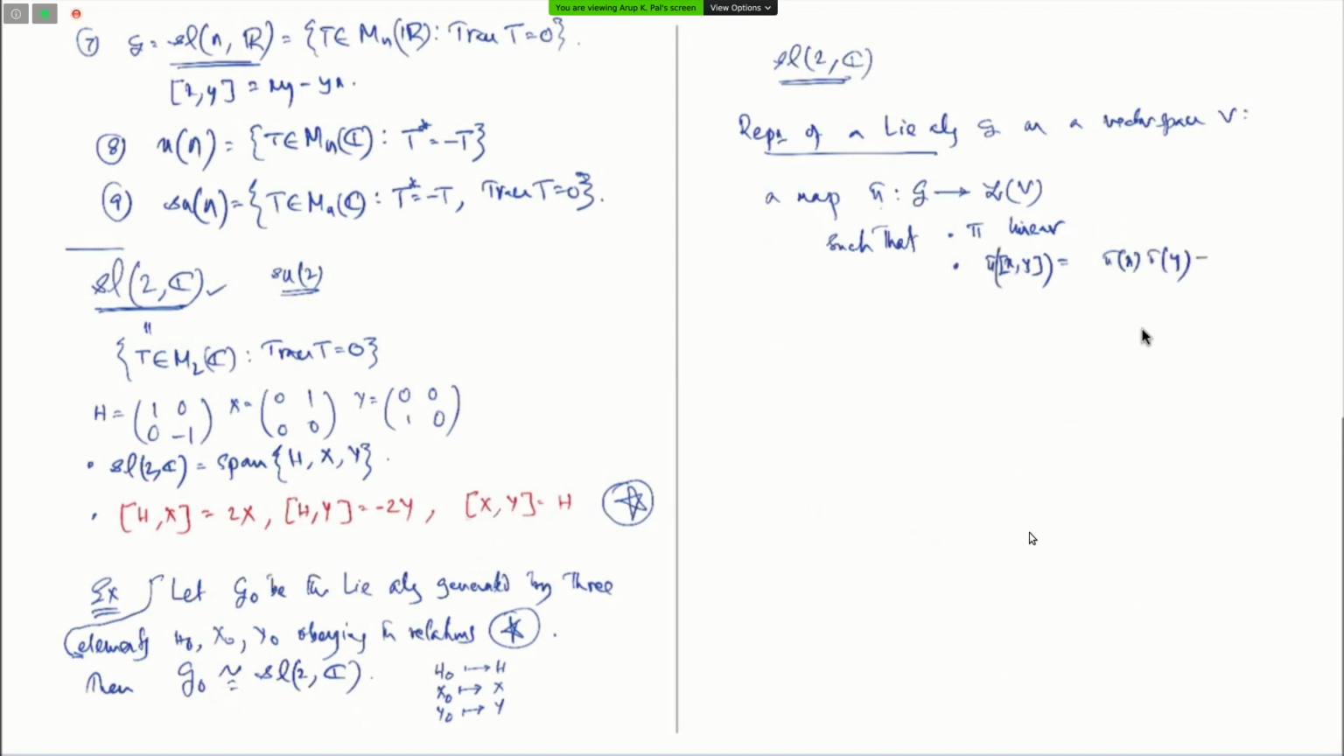It is phi of x phi of y minus phi of y phi of x. On the space of linear operators on V you always have the usual product available. And there, if you take the commutator as your product, then the space of linear operators on V becomes a Lie algebra. So a representation is basically a homomorphism from G to this Lie algebra. So that's the definition of representation of a Lie algebra.